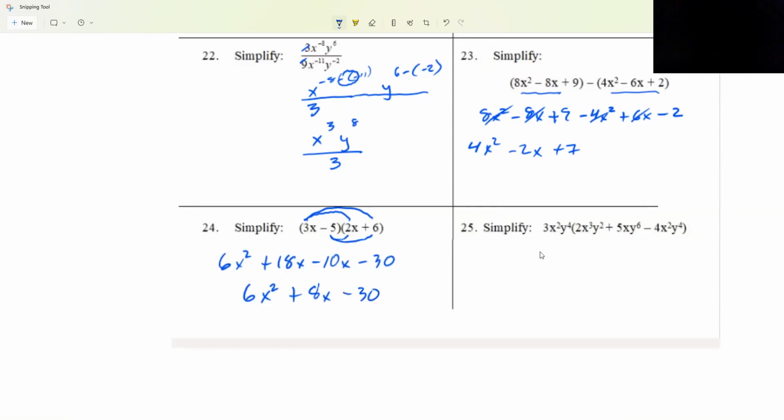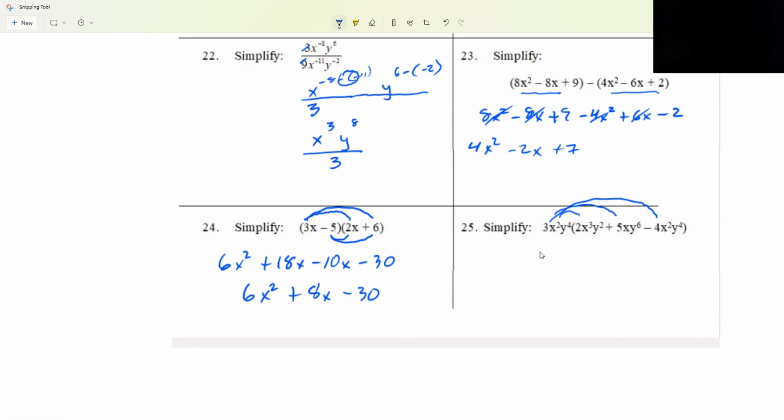All right. 25, all you're doing is a distribution problem. Nothing else. A lot of people, when they're doing this problem, will distribute, and then they'll start trying to combine stuff. Be careful about that, because remember, to combine stuff, they have to be alike when you're adding and subtracting.